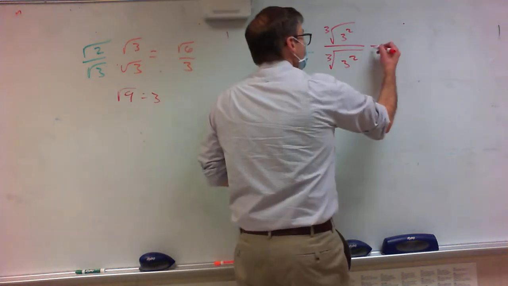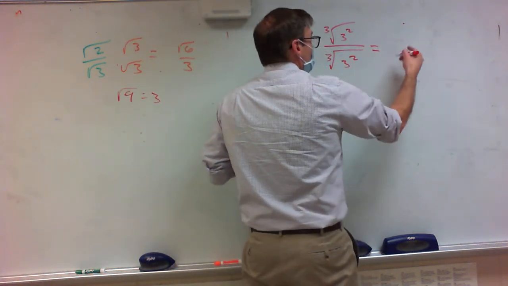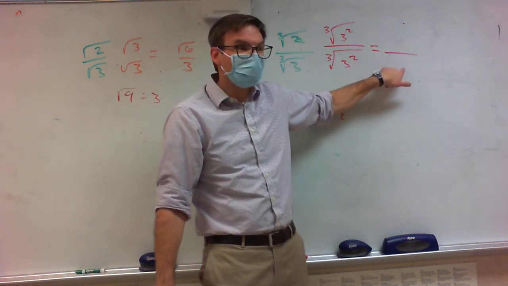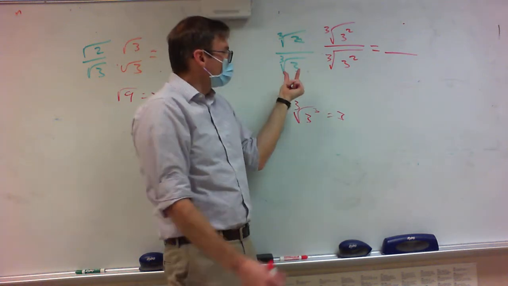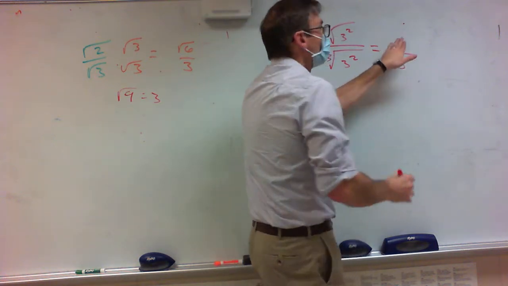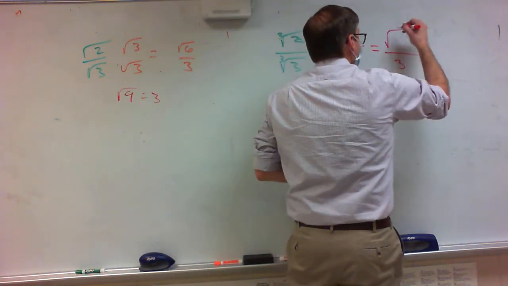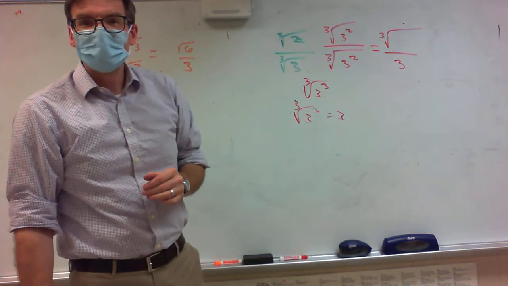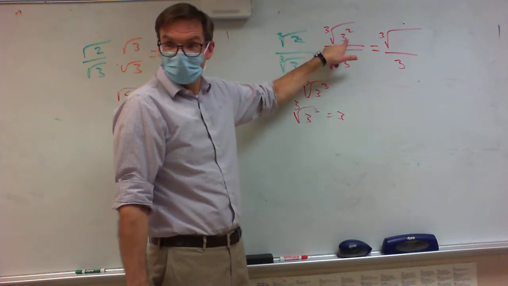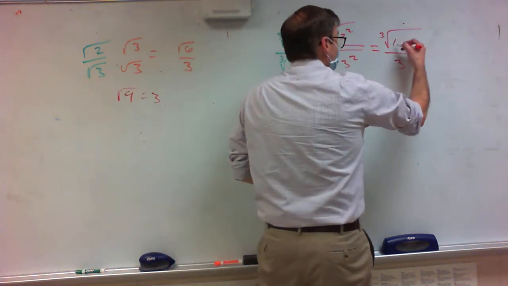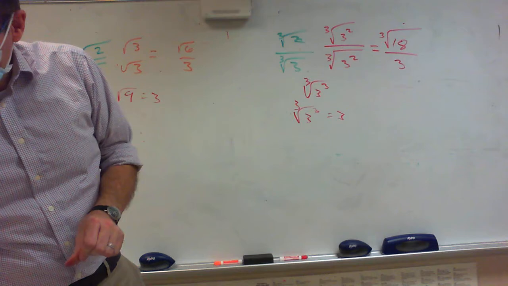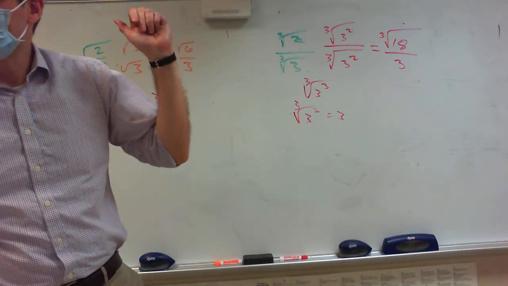Now when I look at this, what do I get at the bottom? Do you see at the bottom I get a 3? Because this gives me the cubed root of 3 cubed, so that gives me a 3. What do I get on top? Cubed root of what? Well, that's 9 times 2, which is going to give me 18. That kind of makes sense.